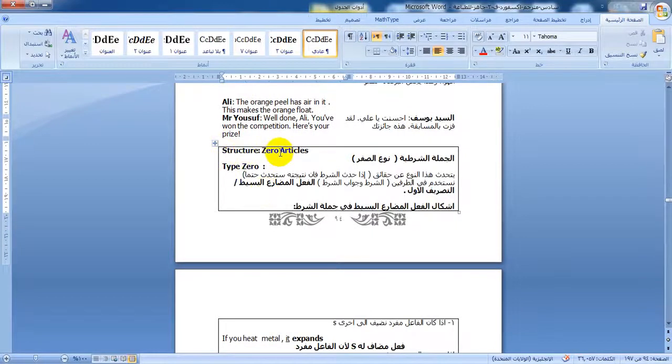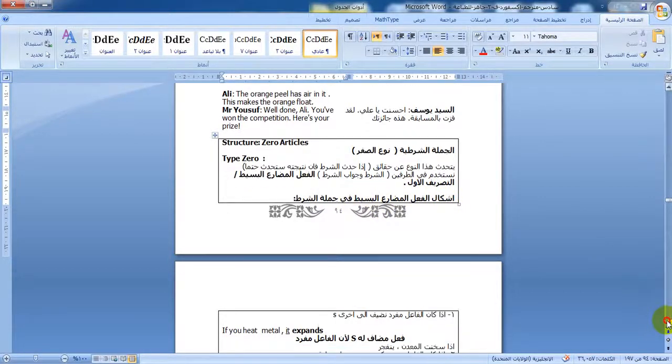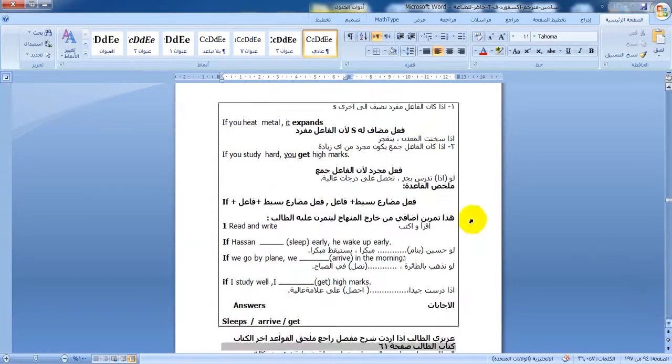Structure: Type 0 conditional. الجملة الشرطية نوع 0. يتحدث هذا النوع عن الحقائق: إذا حدث الشرط، فإن نتيجته ستحدث حتما. نستخدم في الطرفين، الشرط وجواب الشرط، الفعل المضارع البسيط التصريف الأول. أشكال الفعل المضارع البسيط في جملة الشرط: إذا كان الفاعل مفرد نضيف إلى آخره s.